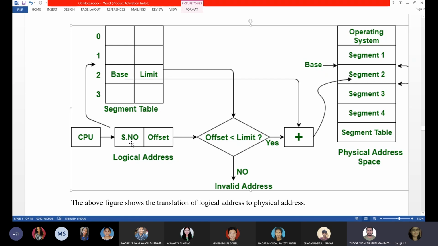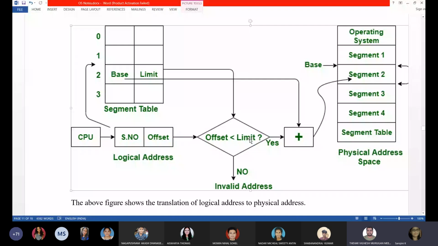the MMU takes the segment number and looks inside the segment table. Inside the segment table, it will find the limit, which is the size. So this offset of the logical address is less than the limit. Please, you have to think here. Offset should be less than limit.